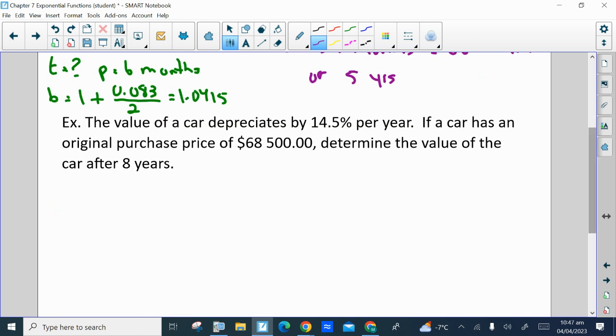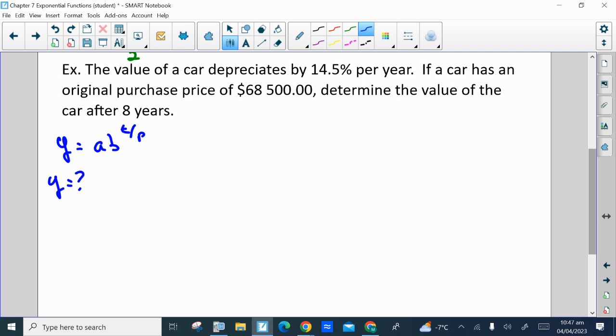The value of a car depreciates by 14.5% per year. If a car has an original purchase price of $68,500, what is the value after 8 years? So again, we're using this formula. Y is the amount at the end, which is what we're trying to find in this case. A is the initial amount, which is 68,500.